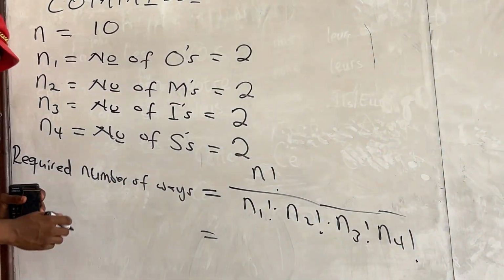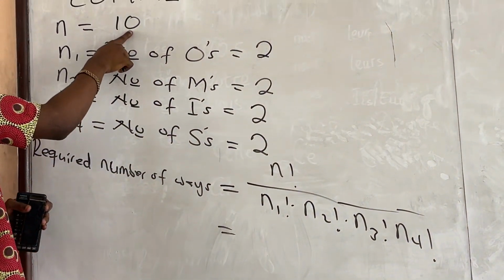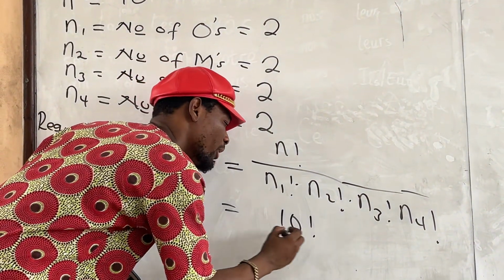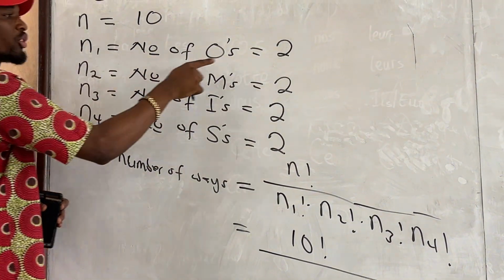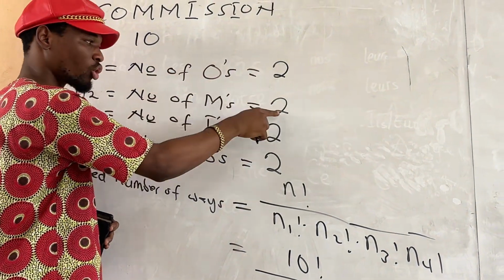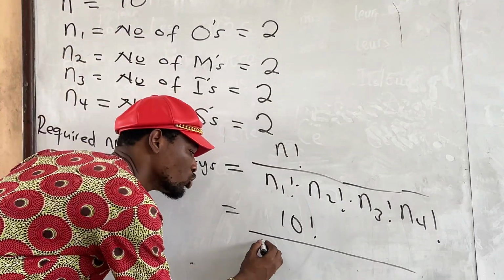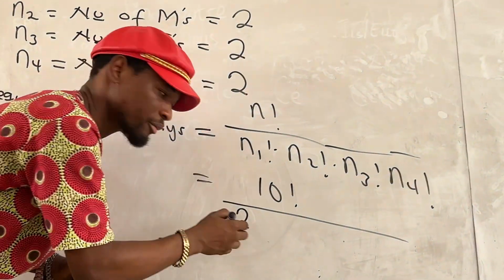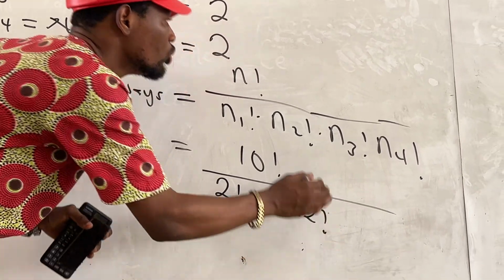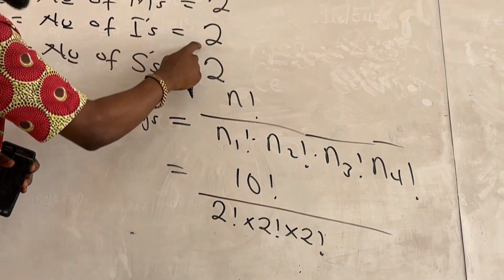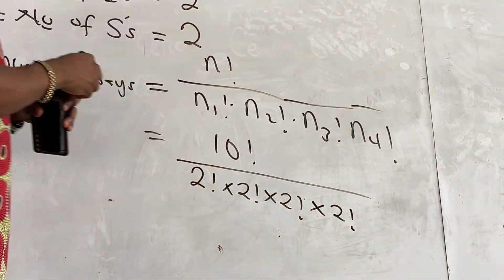Then by substitution, my n here is equal to 10. So I have 10 factorial, then all over, what is n1? Viewers, n1 here is equal to 2, n2 is equal to 2, n3 is equal to 2, n4 is also equal to 2. So I have 2 factorial, then times 2 factorial times 2 factorial, then times 2 factorial.